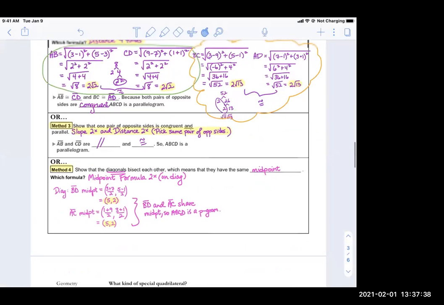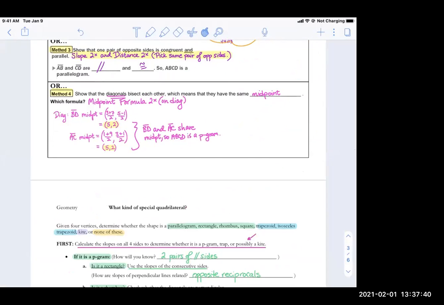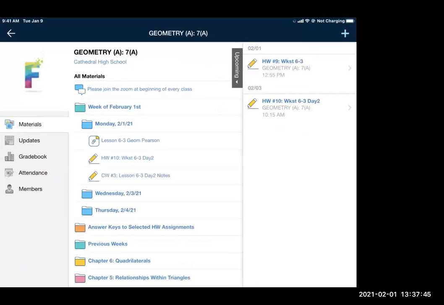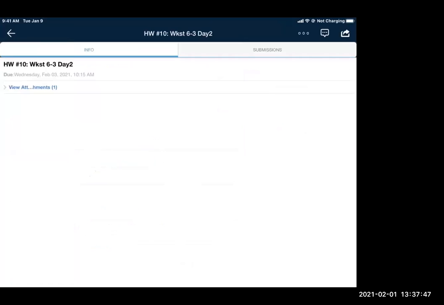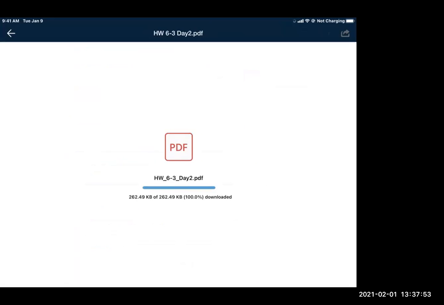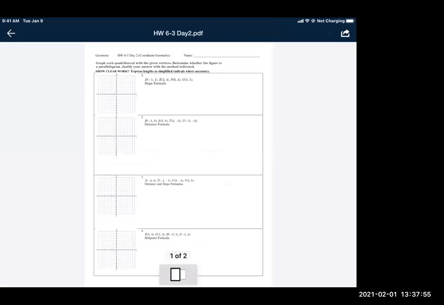Okay, but on the homework, let's go ahead and import homework here. Homework number 10. Can we turn this into classwork? Yes. So go ahead and submit your lesson 6-3 notes. Submit that to classwork number 3. You should have already submitted the first 2 pages to classwork number 2. And then this one is going to classwork number 3.